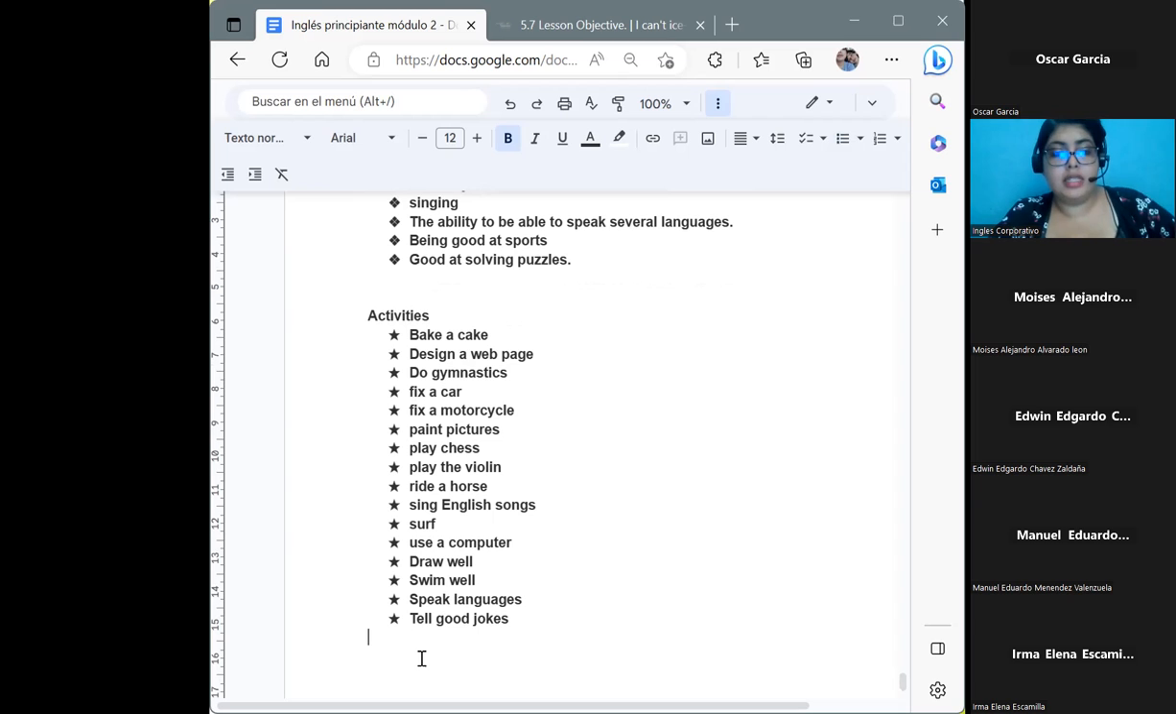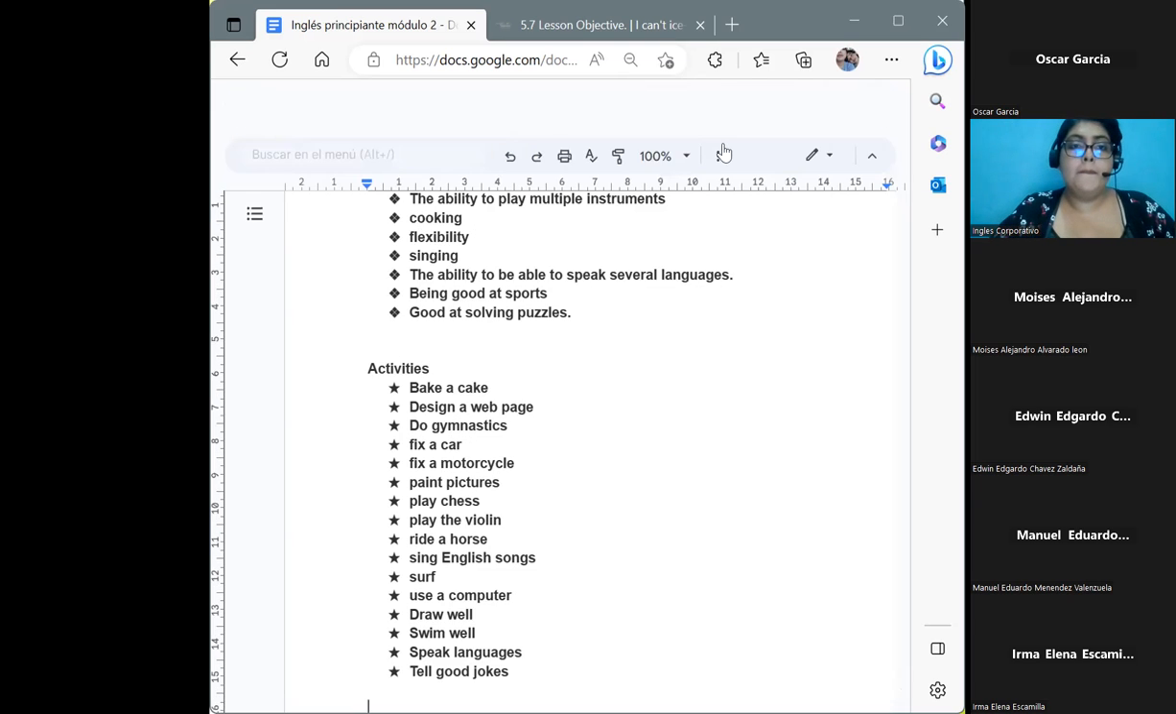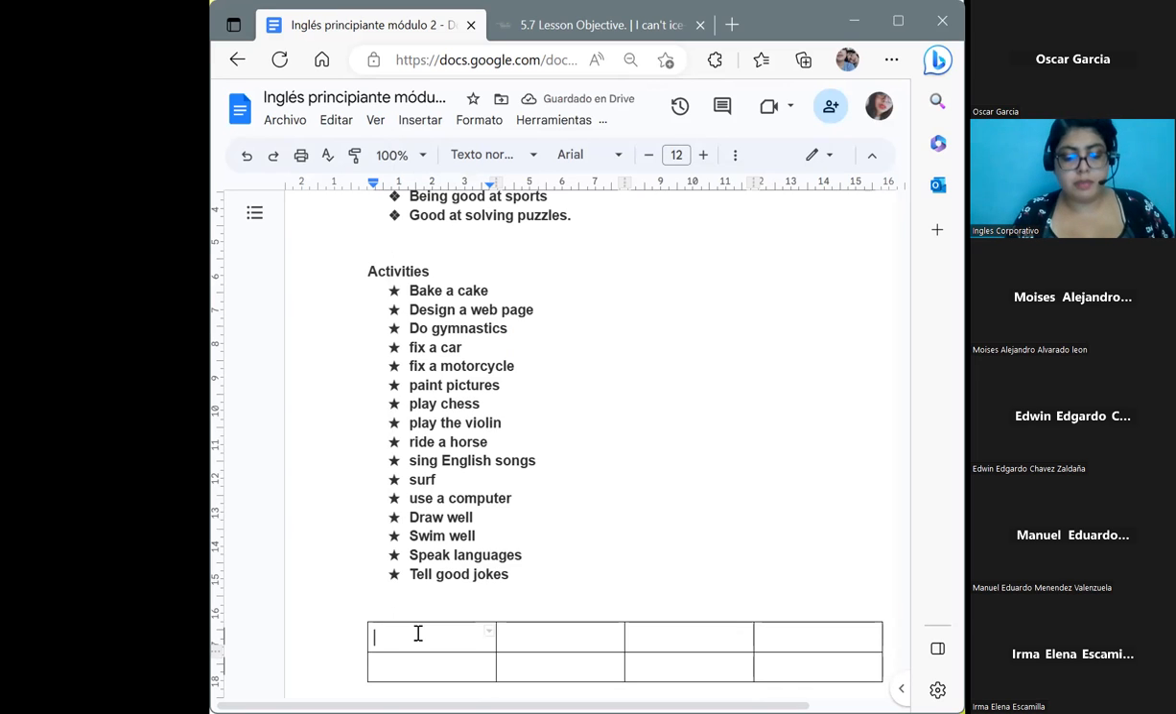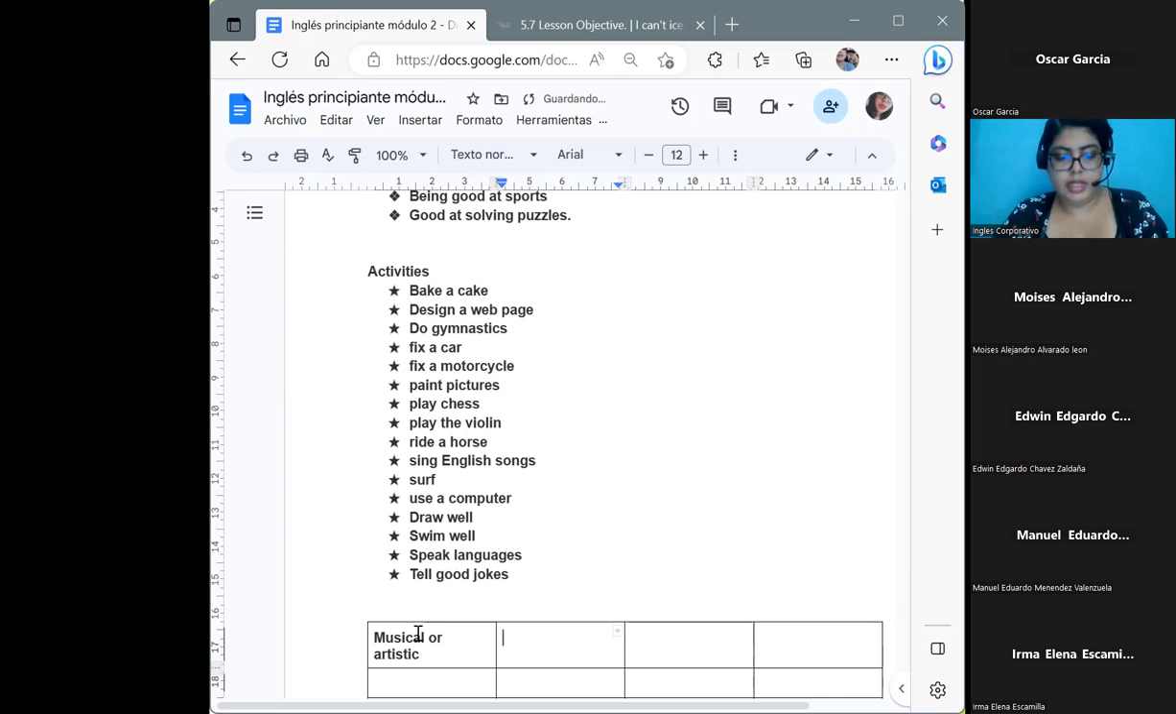Okay, esa es la lista de actividades. Estas actividades las vamos a dividir en la siguiente tabla. I'm going to insert the table, and we have 1, 2, 3, 4. 4 categories. The first one is musical or artistic. Athletic. Technical or mechanical. And the last one is other. Tenemos 4 categorías: musical o artístico, atlético, técnico o mecánico y otros. Estas son actividades que no entran en estas otras 3 categorías.